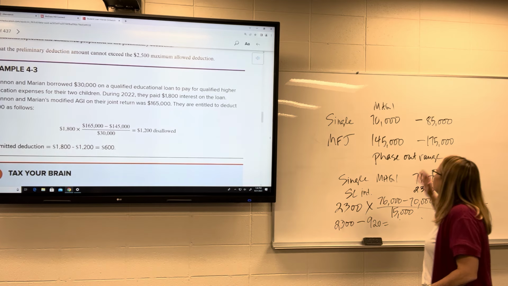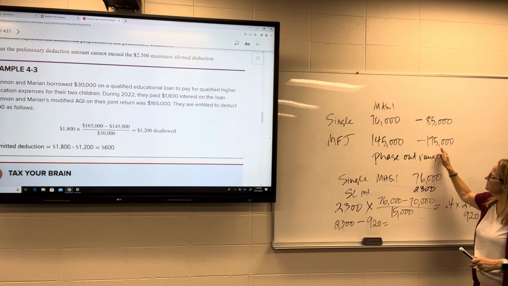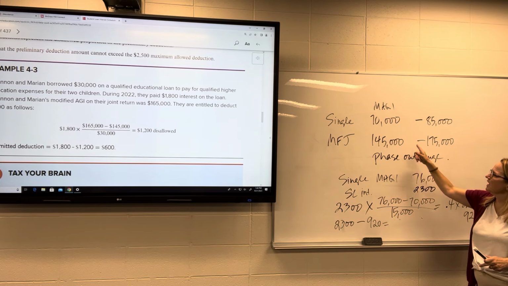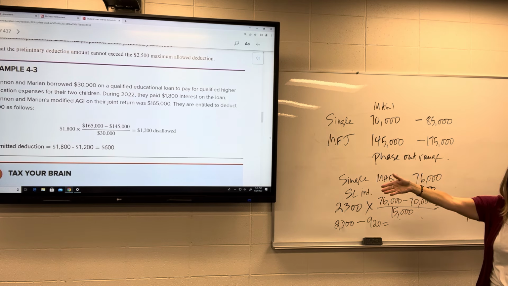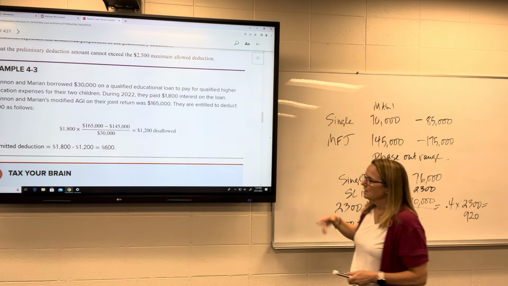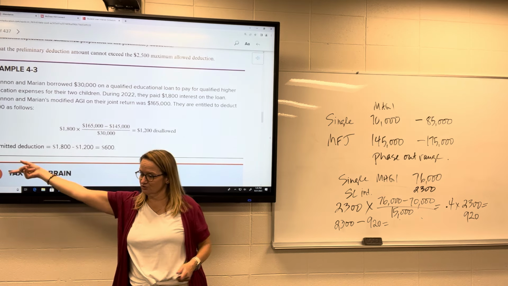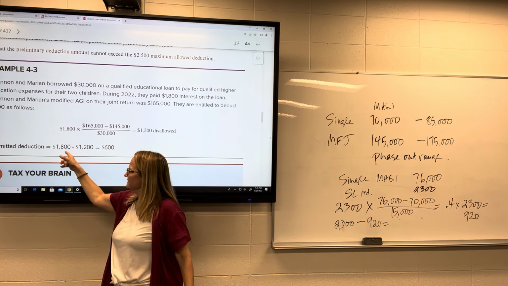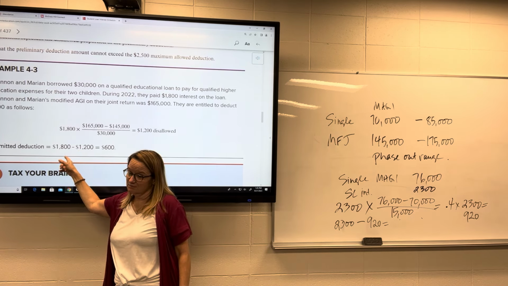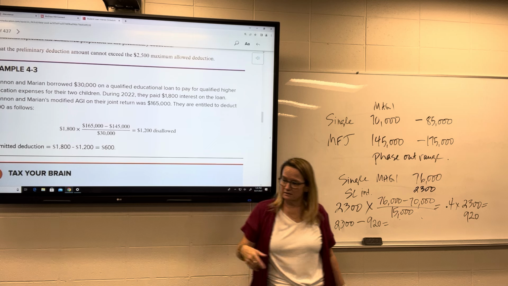But you can think about it logically here. Okay, so this is $30,000. If we're at $160,000, we're right in the middle of this range, right? Because that's $15,000 in. So they're gonna get half of whatever their eligible amount is. So 165, they're more than halfway into that range. So you know that whatever is allowed is gonna be less than half of this, right? Because they're over that by more than half. So just be careful with that allowed versus disallowed.